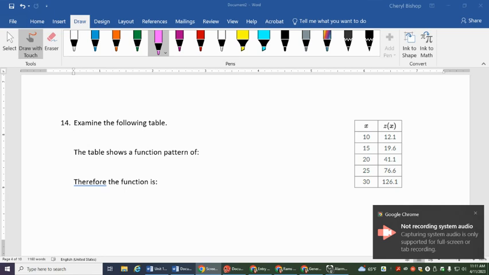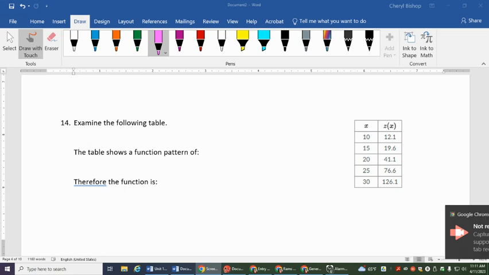Right, so we're picking up at number 14. We're going to examine the following table. This is what we did in the very last lesson. We want to decide what the pattern is, and so what type of function it is. When I look here at my domains, 10, 15, 20, 25, 30, what's happening there? We're adding by 5 each time.